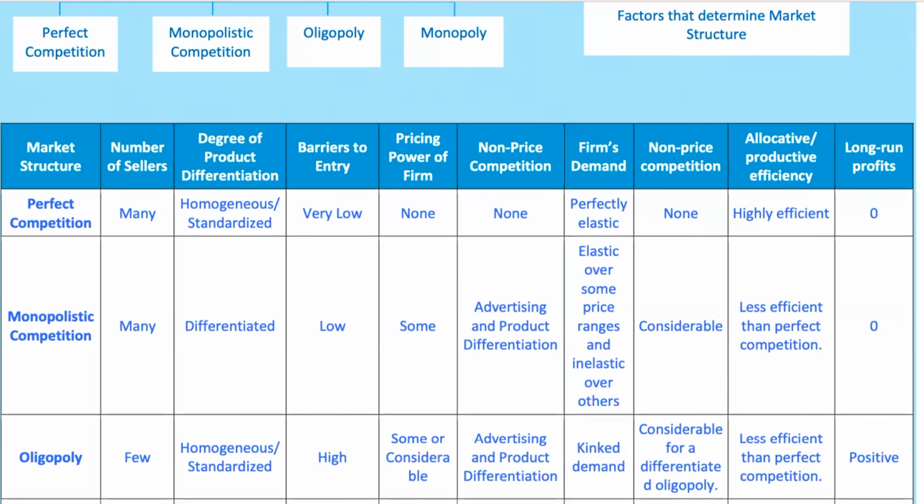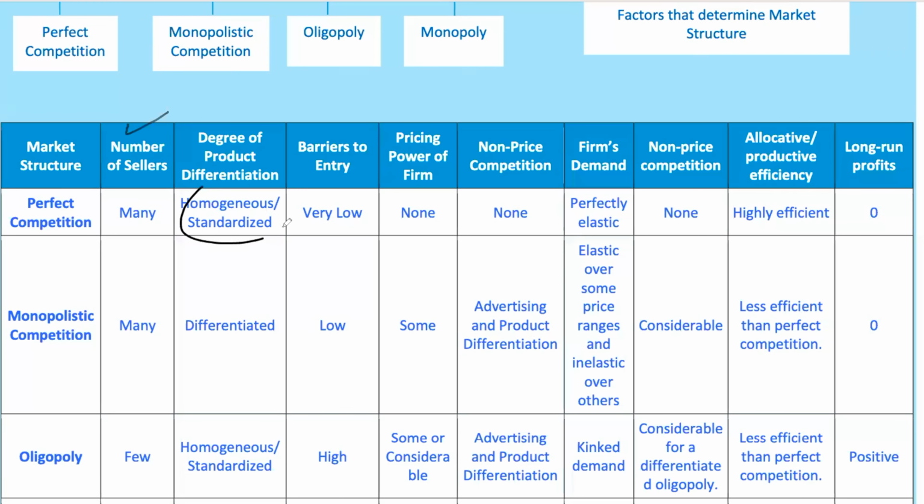This is characterized by many sellers, homogeneous products, very low entry barriers, no pricing power. Firms in perfect competition are price takers, meaning they must accept the market price. Examples include agricultural markets where products like wheat or corn are indistinguishable between producers. No single vendor can influence the price, and customers can easily switch from one vendor to another if the price changes.